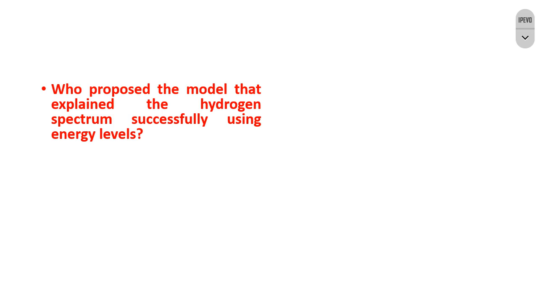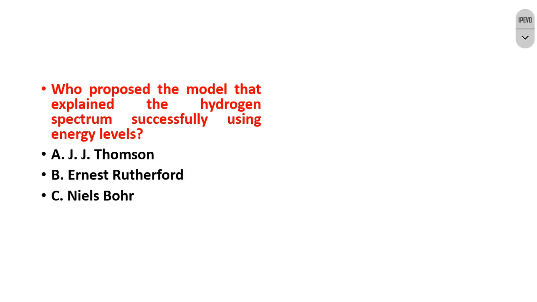Okay, this one says, who proposed the model that explained the hydrogen spectrum successfully using energy levels? A. J.J. Thomson, B. Ernest Rutherford, C. Niels Bohr, and D. Schrödinger. The correct option is C.